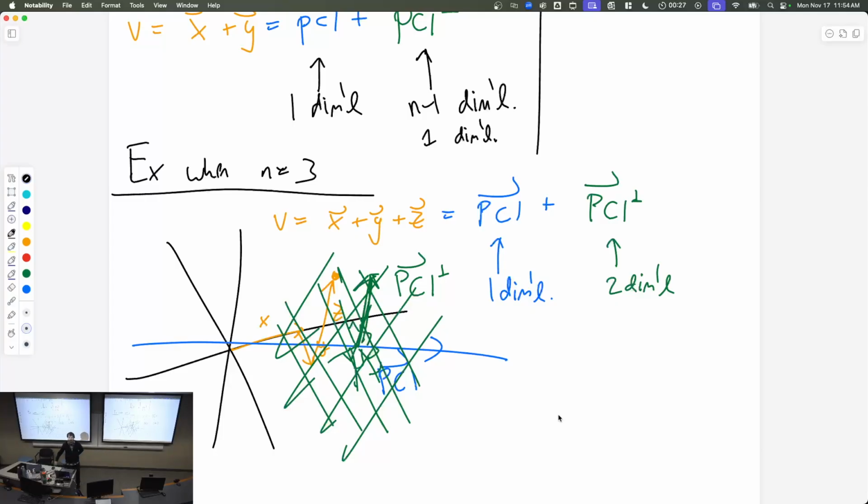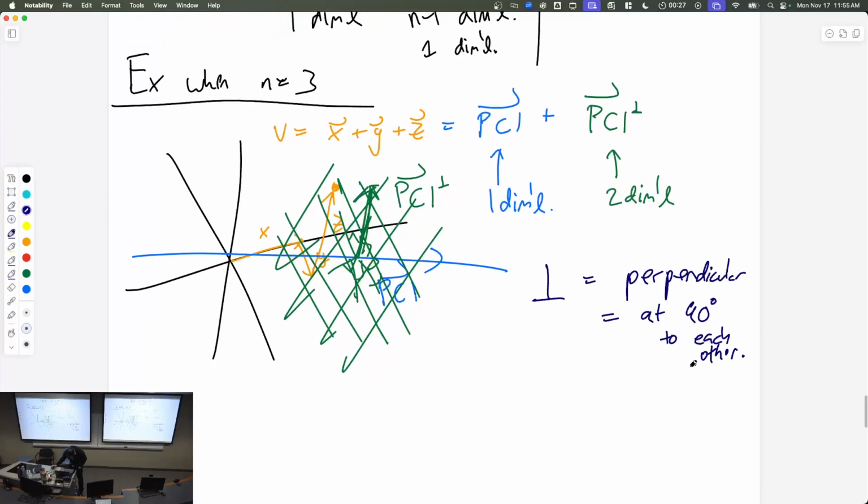Who's seen this perpendicular thing before in linear algebra class? Who has never seen perpendicular things in linear algebra class? Okay, so maybe I'll do a little reminder. Perpendicular equals at 90 degrees to each other. And it's related to the inner product in linear algebra. Remember, the x and the y is the inner product.